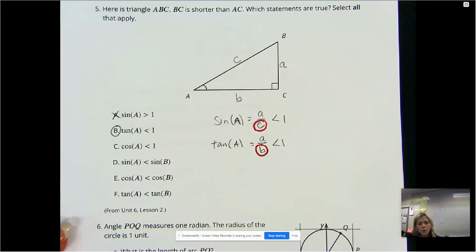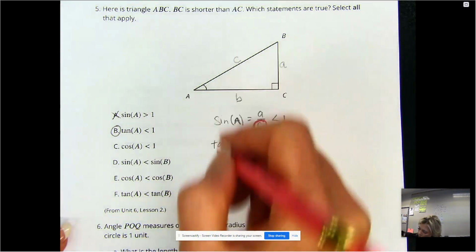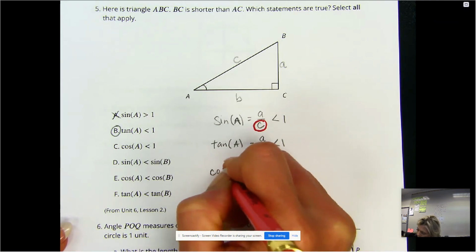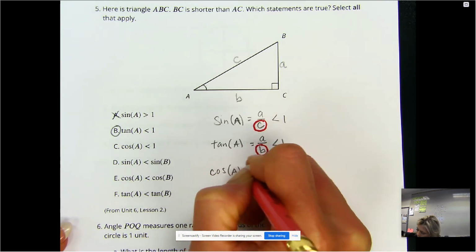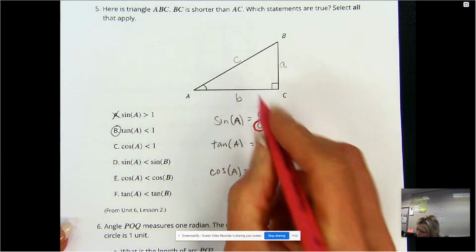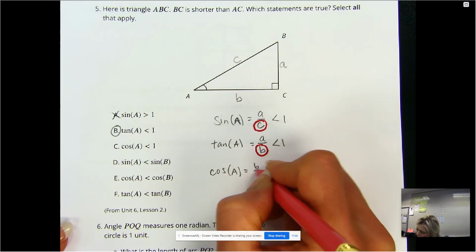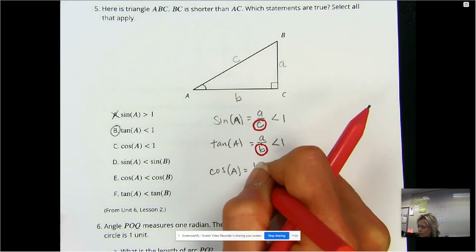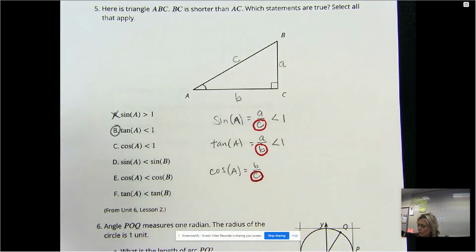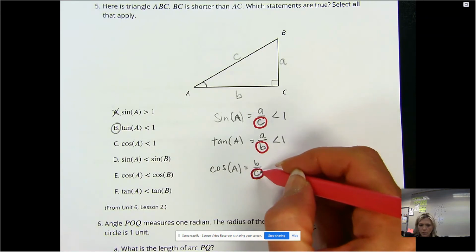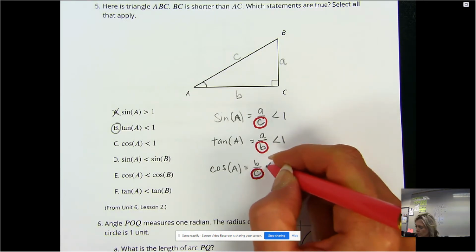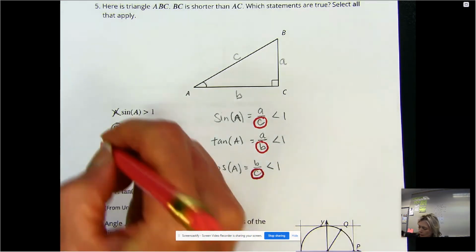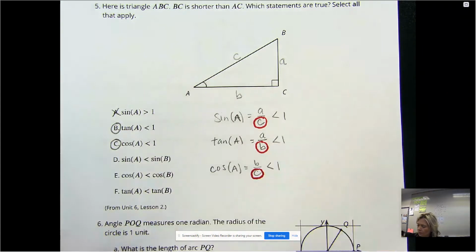Okay, next is the cosine of A is less than 1. So for the cosine of A, it's side B over side C. And in a right triangle, the hypotenuse is always the largest side. So this is the larger number, which means this fraction, no matter what the values are, is less than 1. And that's what this says, so yes.